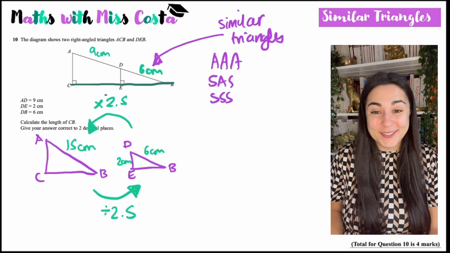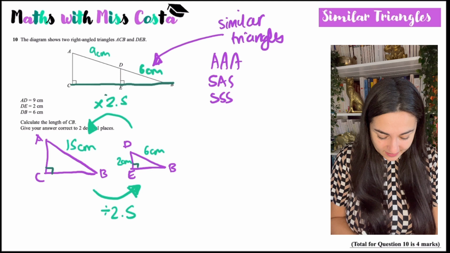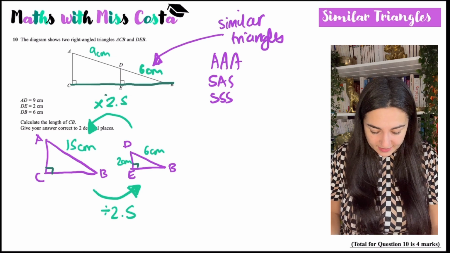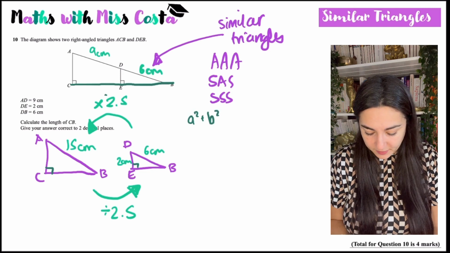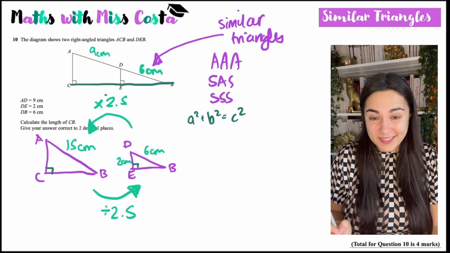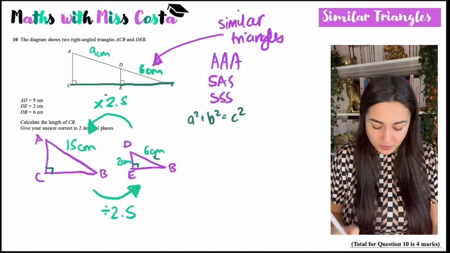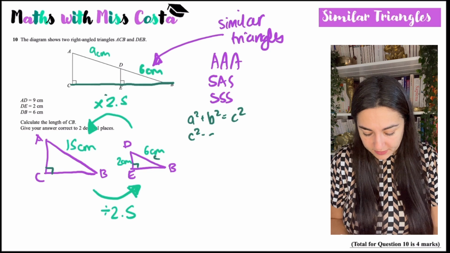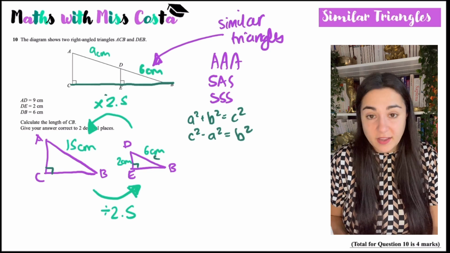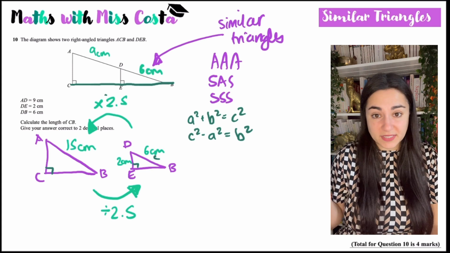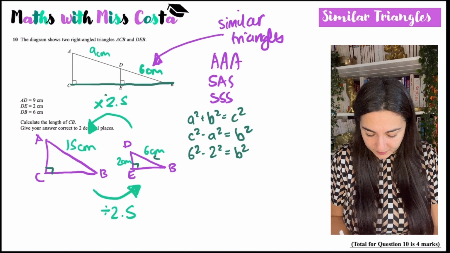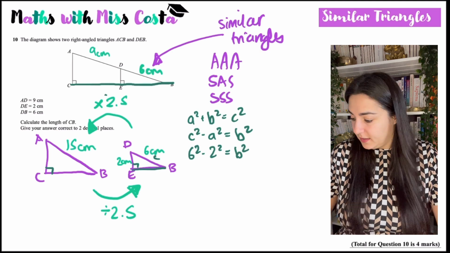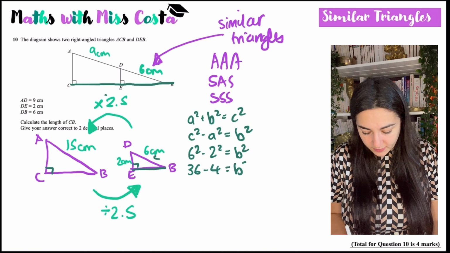Okay, so in order to do that, I'm going to need to work out the side of EB. So how can I do that? Well, I can use Pythagoras. So Pythagoras is a squared plus b squared equals c squared. I've been given c squared. C is always the hypotenuse, the side opposite the right angle. So I'm going to just do c squared, take away a squared, must be b squared. Remember, a and b, it doesn't matter which one's which, they're both the shorter sides. So C is 6, so 6 squared, take 2 squared is going to give me b squared, which is this length here.